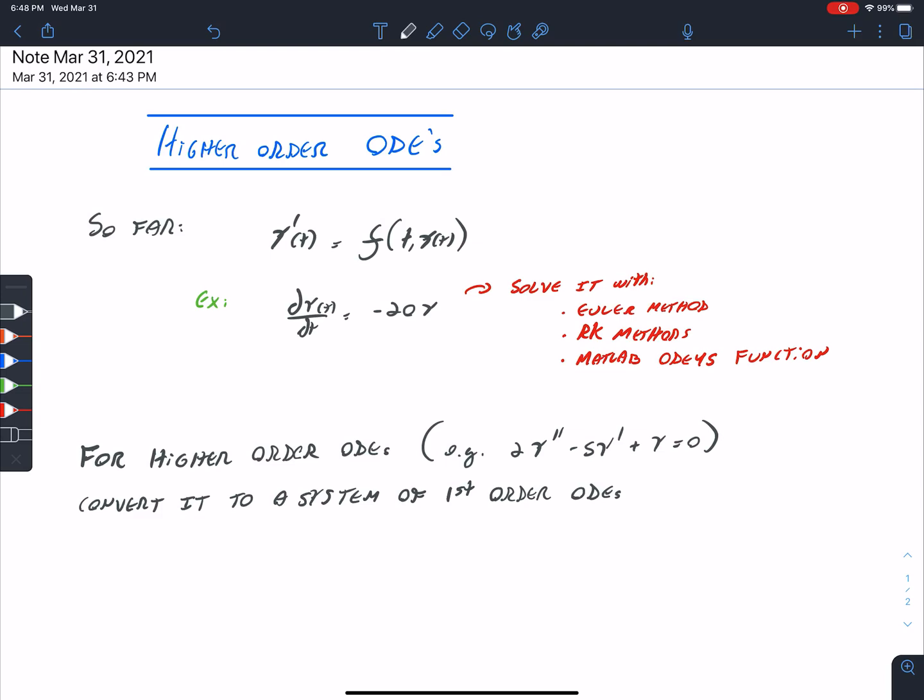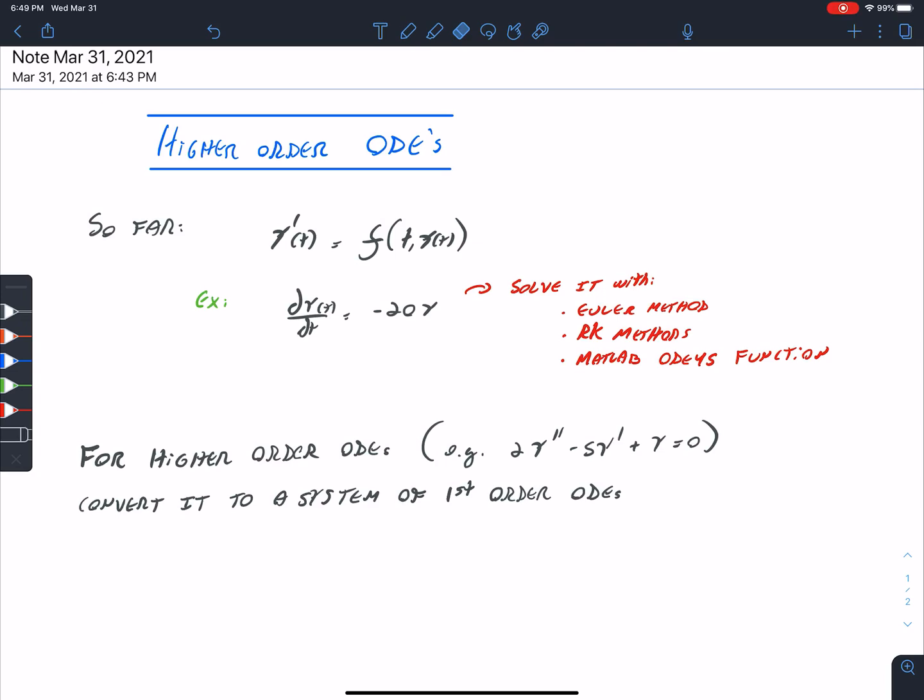Welcome back. So far in our lectures on ordinary differential equations, we have looked at what's called first order ODEs. That is, we looked at ordinary differential equations where the left-hand side, for example, can be isolated as y prime, and on the right-hand side, we have simply some function of t and y of t, right? And for example, one differential equation we looked at in the past is dy dt equals negative 20y, right? Some exponential decay.